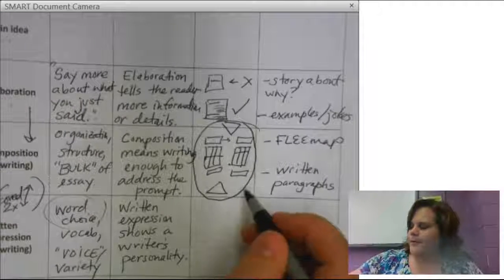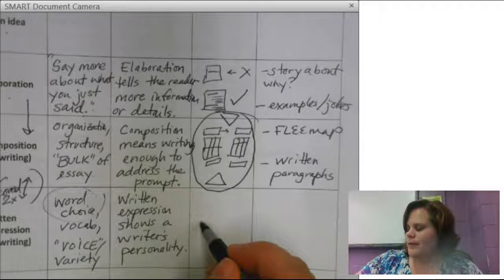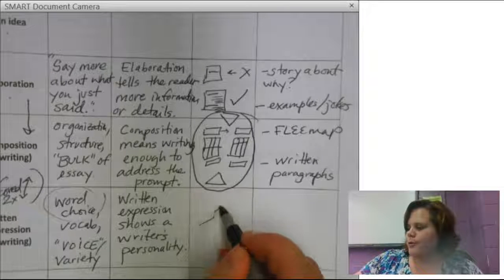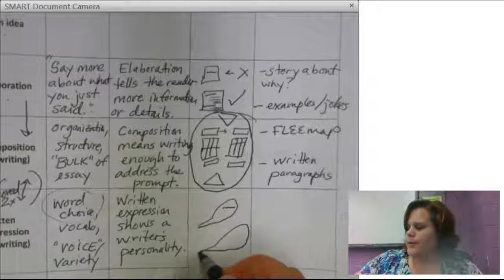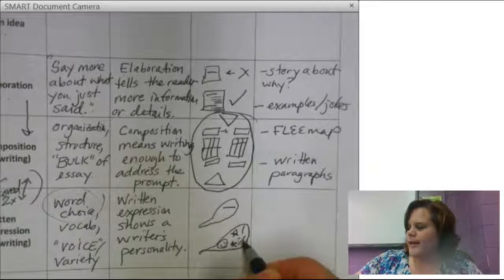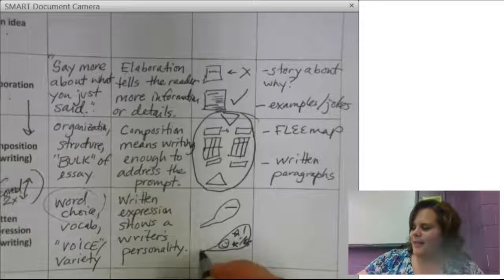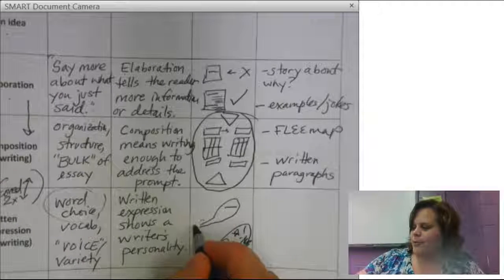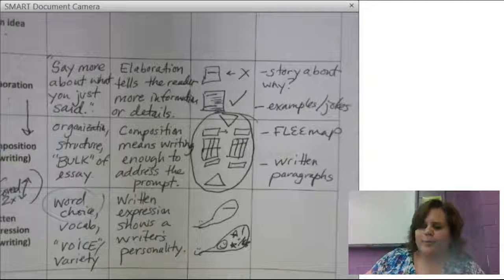When I think about written expression, if I were to draw a picture, I kind of think word bubbles like, and then I think word bubbles like, ooh, ooh, yay. Like, that's what I think. Is it exciting or is it boring? Written expression is supposed to make it seem like a real person is talking.